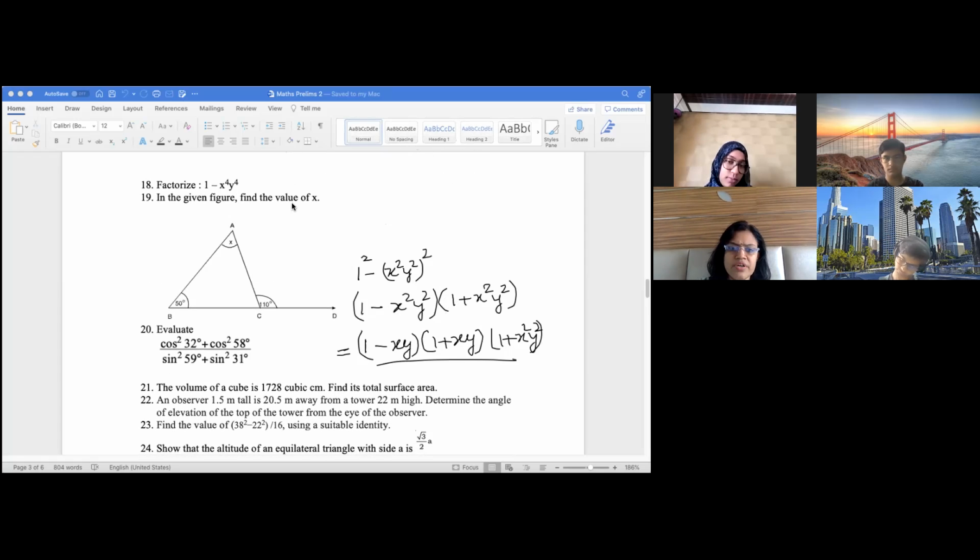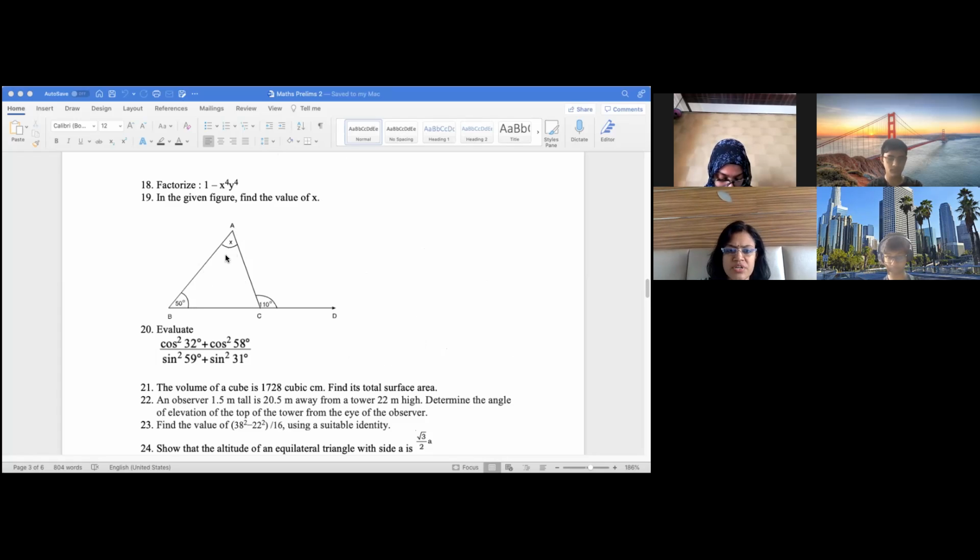In the given figure, you have to find the value of x. You can use the exterior angle theorem. So 50 plus x is equal to 110, so x is equal to 110 minus 50. So how much do you get? 60 degrees. The answer is 60 degrees. Use the exterior angle theorem.